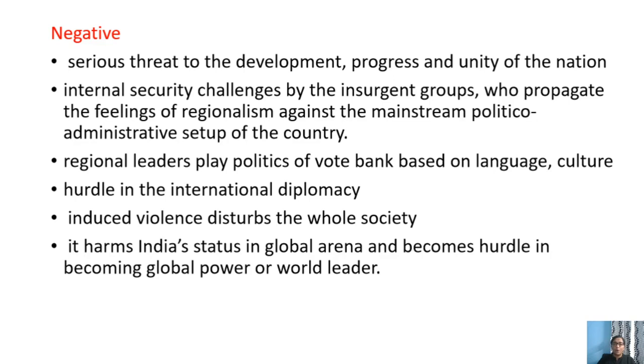So regionalism is often seen as a serious threat to development, progress and unity of a nation. It gives internal security challenges by the insurgent groups who propagate the feelings of regionalism against the mainstream politico-administrative setup of the country. So regionalism definitely impacts the politics as days of coalition government and alliances are taking place. So regional demands become national demands, policies are launched to satisfy regional demands and generally those are extended to all pockets of the country. Hence, national policies are now dominated by regional demands.